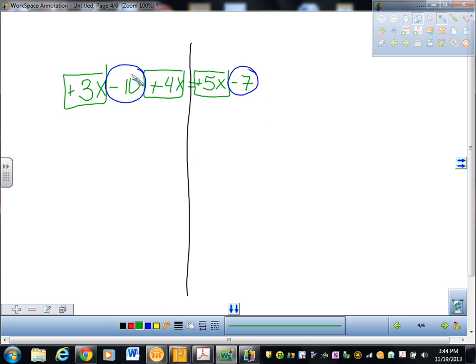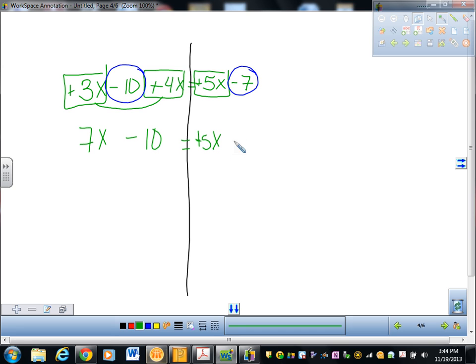First things first, I'm going to combine these two boxes right here on this side. So I've got 3x plus 4x, and together they give me 7x. I didn't do anything with him, so I'm going to bring him down. I didn't do anything with him, so I'm going to bring him down.